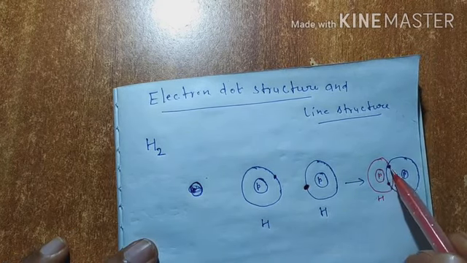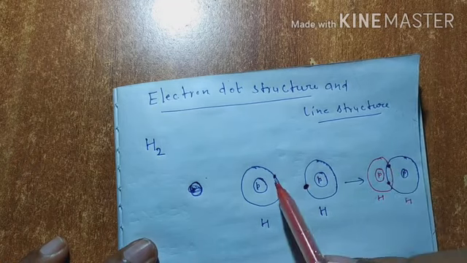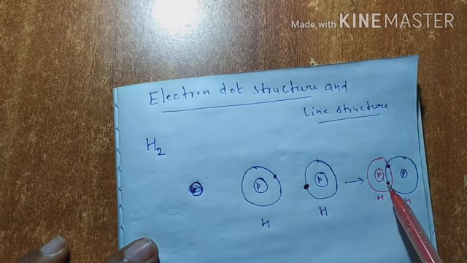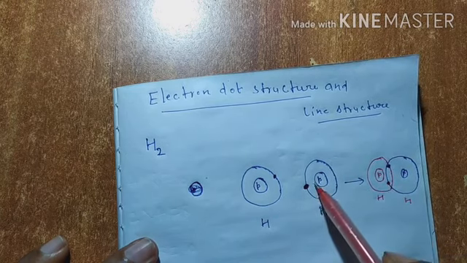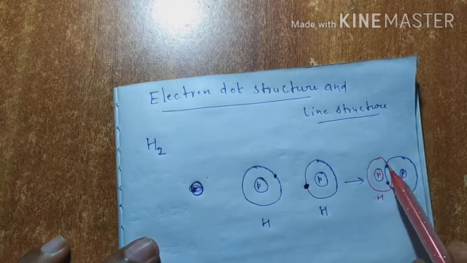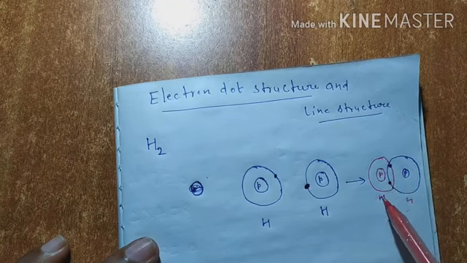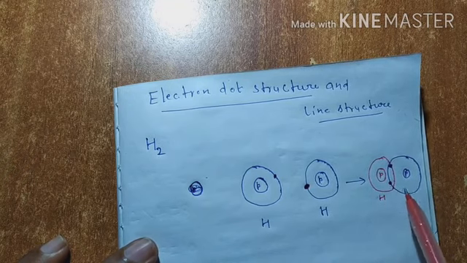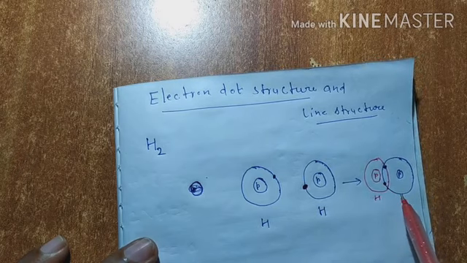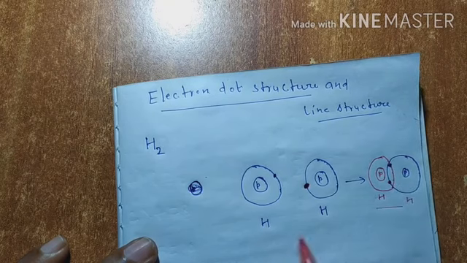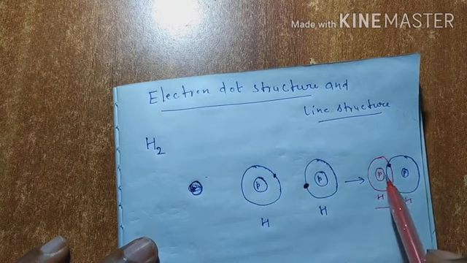This electron was initially of this hydrogen atom, and this electron was initially of this atom, but now they have formed a covalent bond. So this electron also belongs to this hydrogen, and this electron also belongs to this hydrogen. Similarly, this electron belongs to this hydrogen atom, and this electron also belongs to this hydrogen atom. Okay, so in this way a covalent bond is formed.